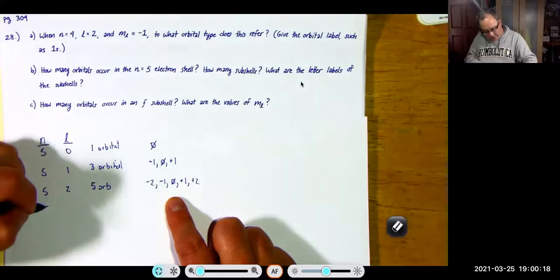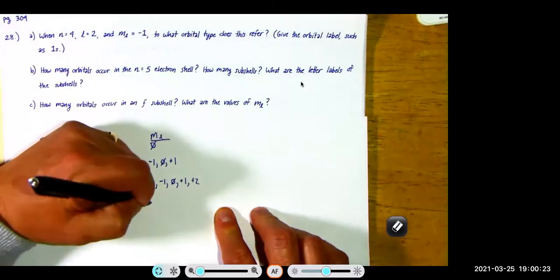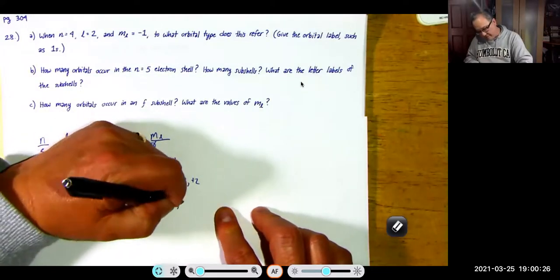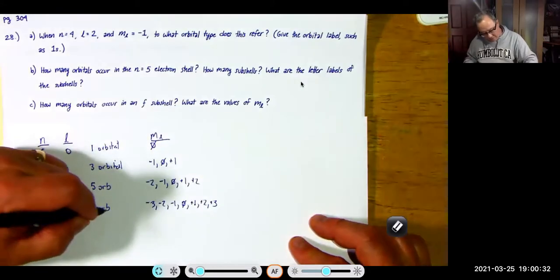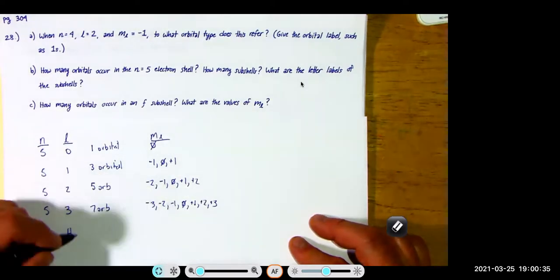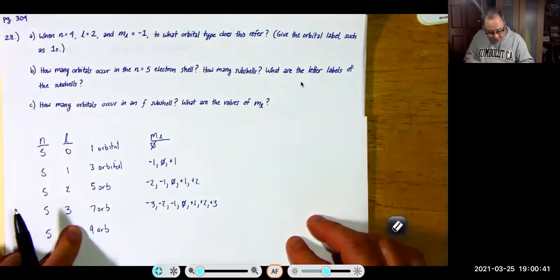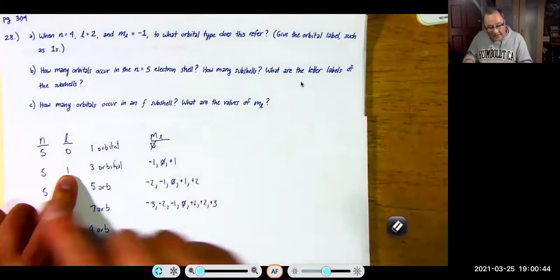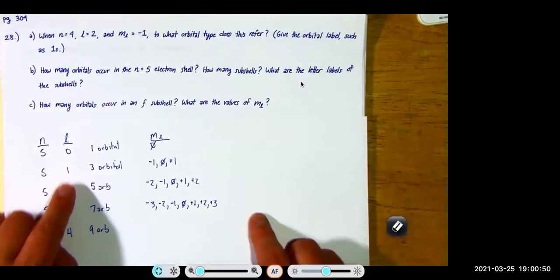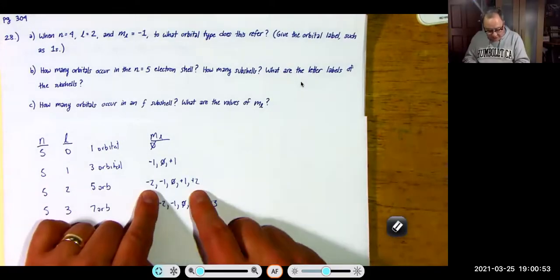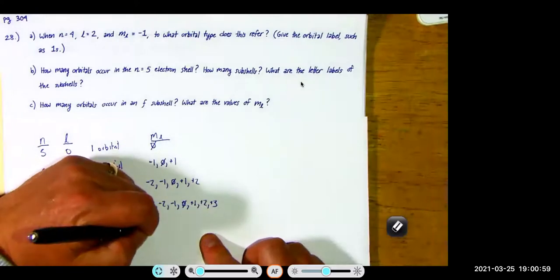And if you have a 5, 3, what are the values over here? Negative 3, negative 2, negative 1, 0, 1, 2, 3. That's right. So you've got 7 orbitals. And what about for a 5, 4? It would be 9. And so you can see that the number of orbitals increases by 2, because when you increase L by 1, you can have a positive and a negative of that. So here, when we add the 2, you could have a negative 2 and a positive 2, which means instead of 3 orbitals, now you have 5. So that's why they jump by 2.